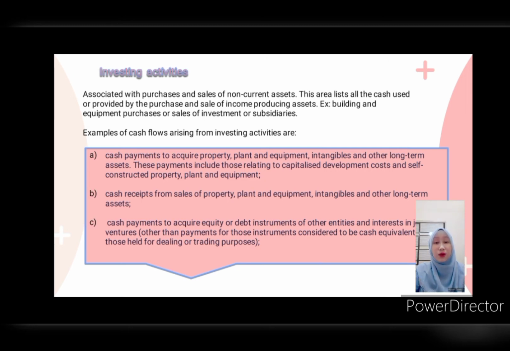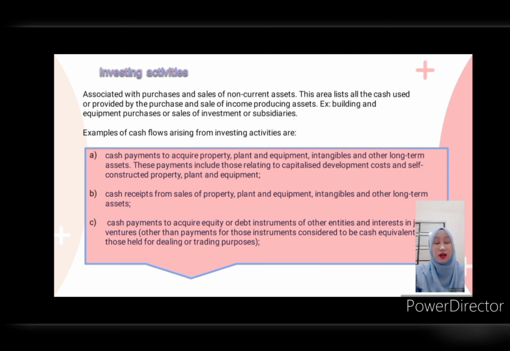Cash payments to acquire property, plant and equipment, intangibles and other long-term assets. These payments include those relating to capitalized development cost and self-constructed property, plant and equipment. B. Cash receipts from sales of property, plant and equipment, intangible and long-term asset.